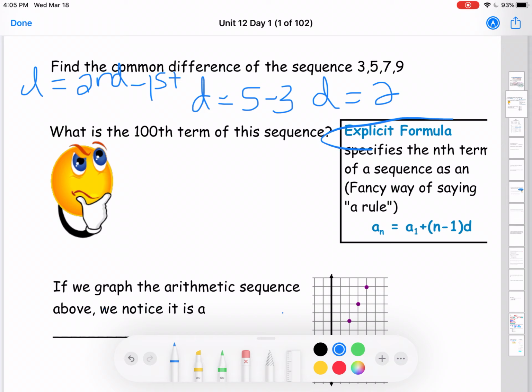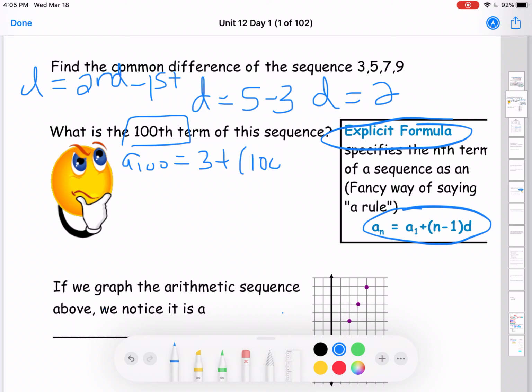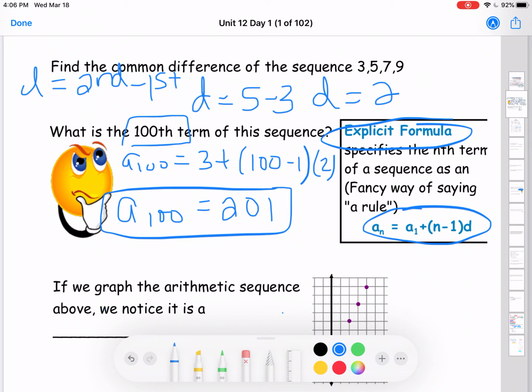We have what's called an explicit formula. The explicit formula is just a rule, an equation, and it allows me to find any term in the sequence. You wouldn't want to sit here and keep adding 2 to find the 100th term. So we can use this formula right here to find any term. So I'll show you how we use it. So a sub 100 equals the first term plus n, which is 100, minus 1 times the common difference of 2. So a sub 100 equals, just throw the right-hand side in your calculator, and we get 201.